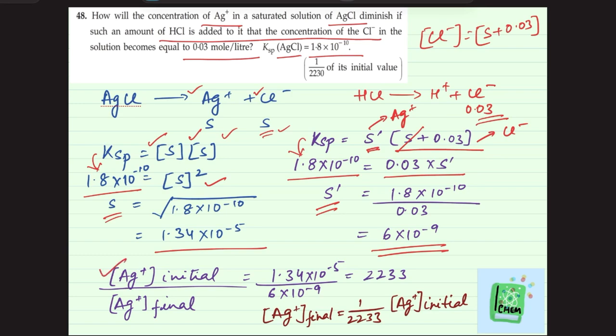So initial concentration of silver ions divided by final concentration of silver ions will be equal to, this is the initial concentration, this is the final concentration. So this is equal to 2233. Therefore it can be said that the final concentration of silver ions is 1 by 2233 times the initial concentration of silver ions.